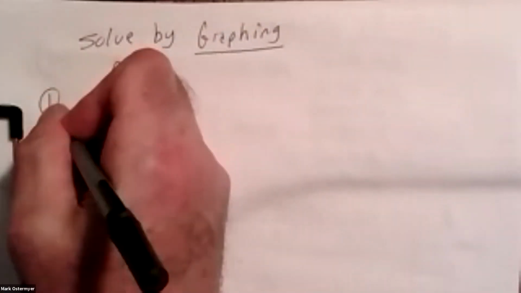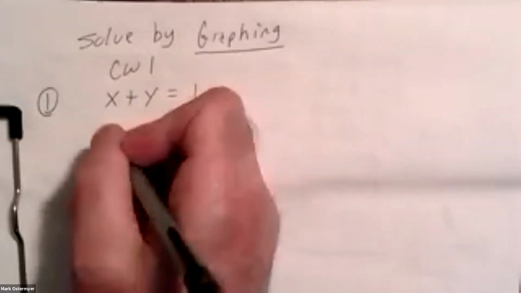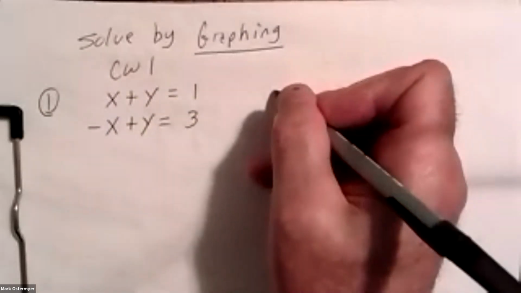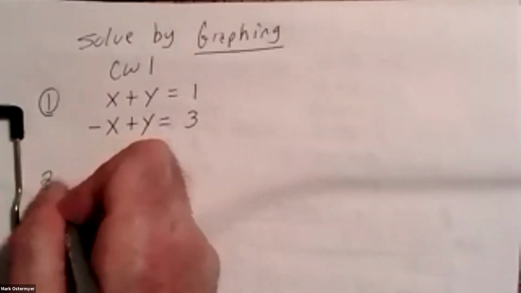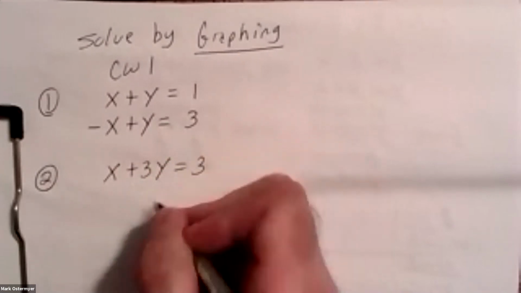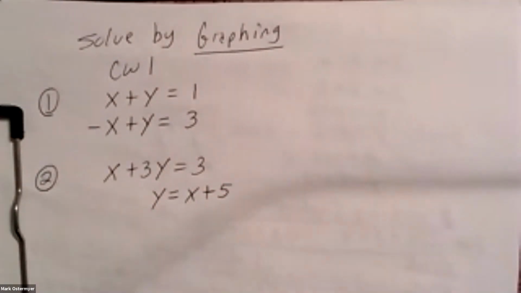We'll call this classwork 1. Number 1, I want you to solve this system of 2 linear equations and 2 unknowns by graphing. That's the first one. Problem number 2, I want you to solve this system of 2 linear equations and 2 unknowns by graphing. Okay, you got 2 problems. See if you can solve them by graphing. Please use graphing paper. Very important.